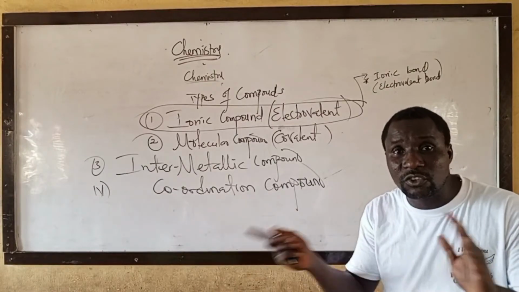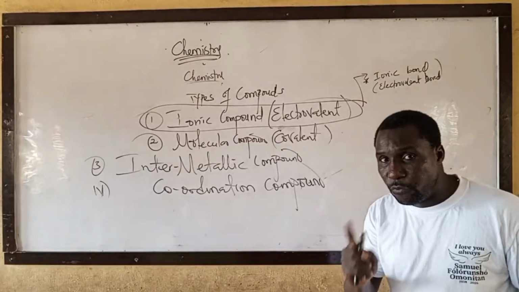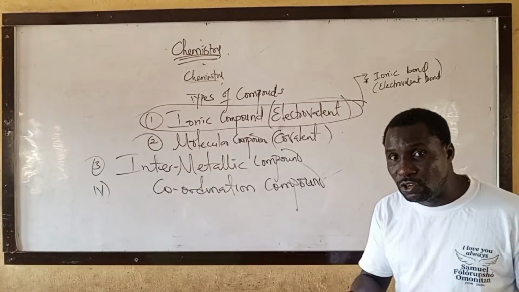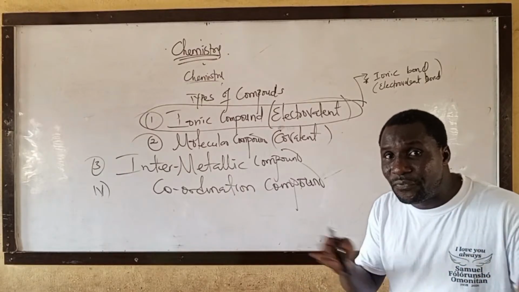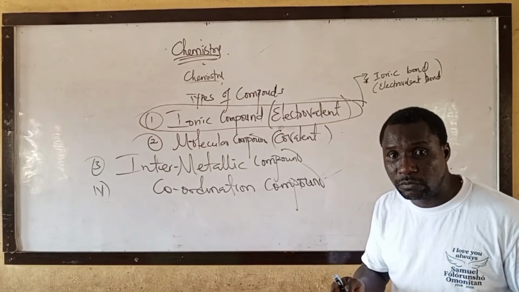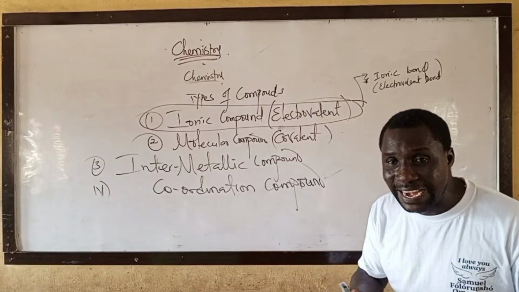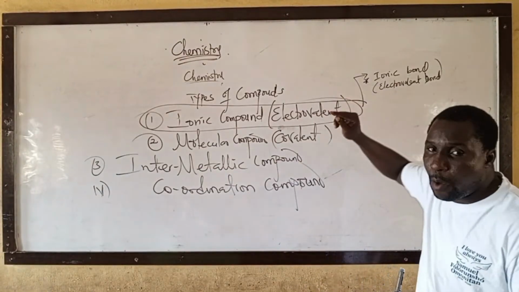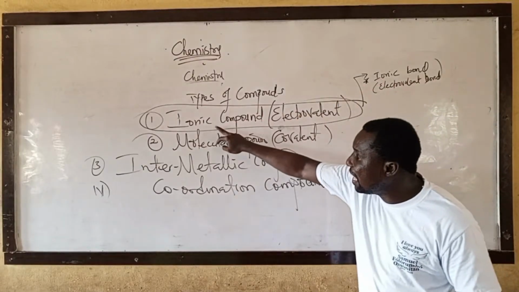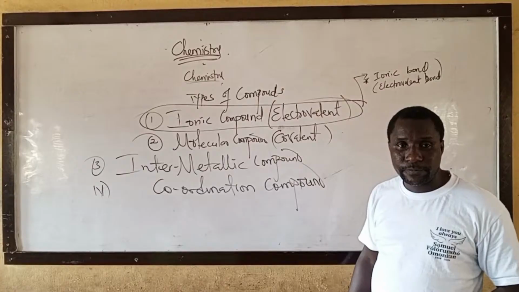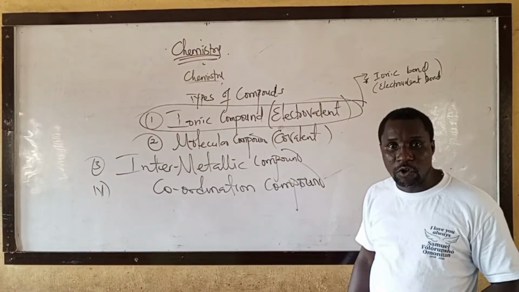What is ionic bond? The transfer of electrons. Don't forget, you've done that in your various schools. Ionic bond involves the transfer of electrons. Any compound that exhibits this bond is known as ionic compound or electrovalent compound.